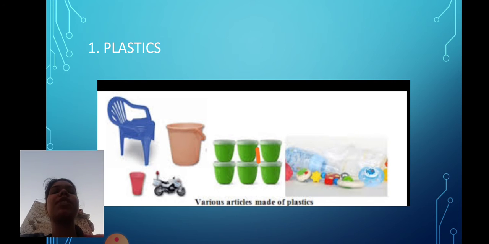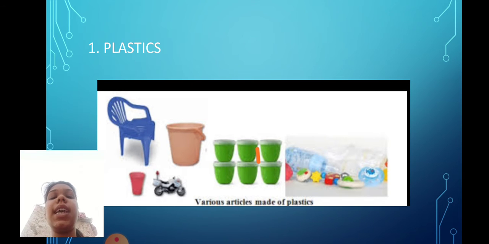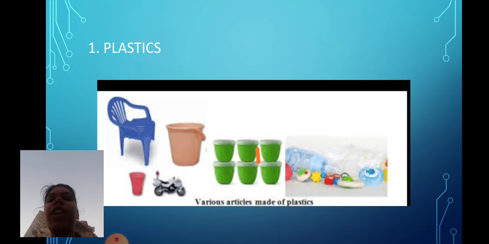Give one example of synthetic fiber. Yes, one example of synthetic fiber is nylon. What is plastic? Okay. Plastics is also like the synthetic fiber. All plastics do not have the same type of arrangement units. In some it is linear, whereas in some it is cross-linked. Plastic articles are available in all possible shapes and sizes.